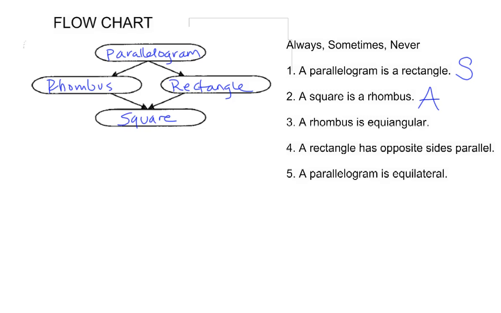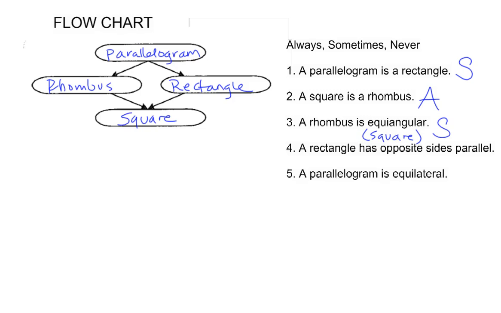A rhombus is equiangular. Well, I know definition of rhombus is that it is equilateral. Equiangular is a rectangle, but when is a rhombus a rectangle? When it makes a square. So we're going to say sometimes. So it's when a rhombus is a square, that's when it's equiangular.